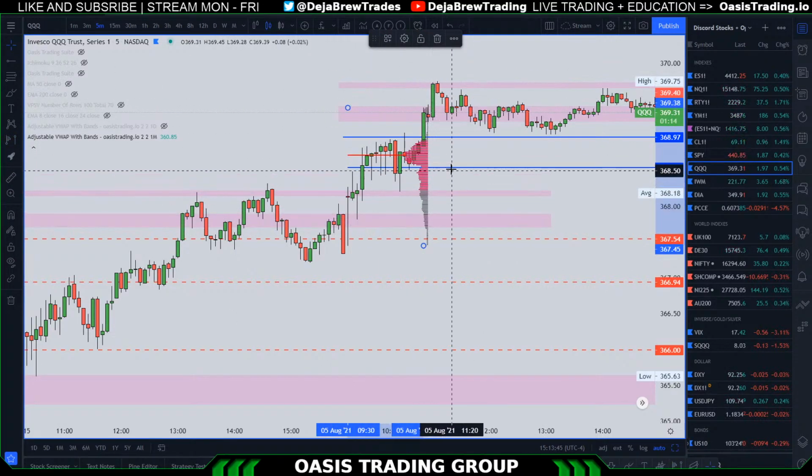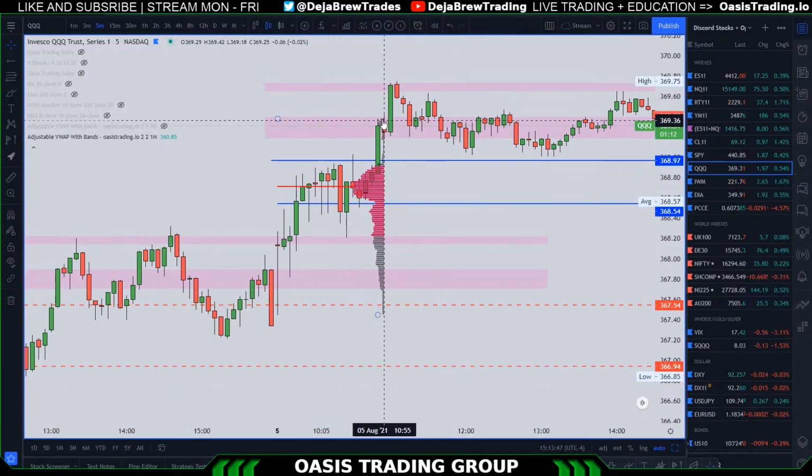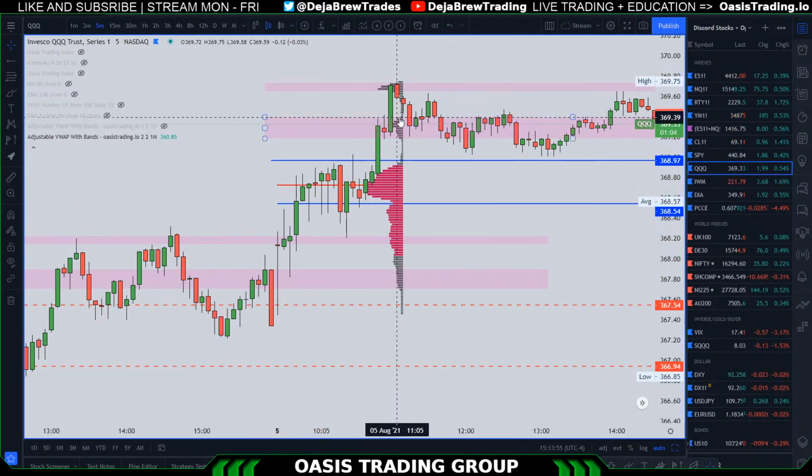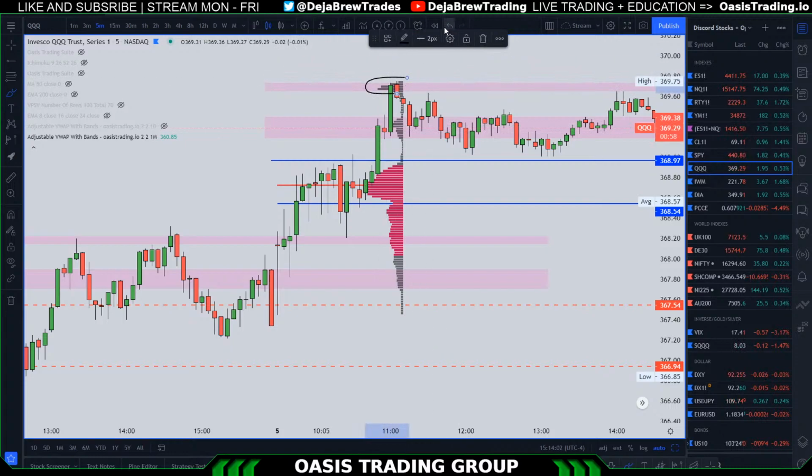So here's what our profile looked like when we first started to break out. You can see that it started to build a little node right here, a little resistance node, but then that node acts as support. So watch this, you push higher. That node comes in, it acts as support, but Dom actually mentioned this in Discord. This node is actually very unusual because when you popped up, these nodes typically take a little while to form. This node formed almost instantly.